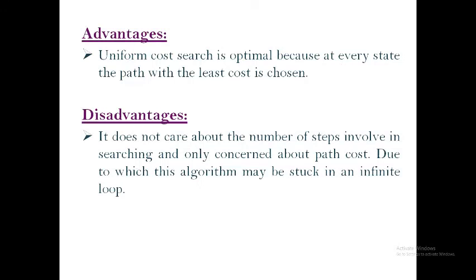Now the advantage is that uniform cost search is optimal because at every state the path with the least cost is chosen. Meaning we have to select the lowest cost every time, and the highest cost should not be selected. The disadvantage is that it does not care about the number of steps involved in searching and is only concerned about path cost. Meaning if there are many paths and one has the lowest cost, we should calculate that, because that path will give us the lowest cost or optimal solution. So these are the advantages and disadvantages.